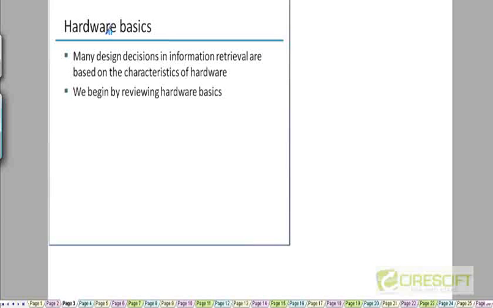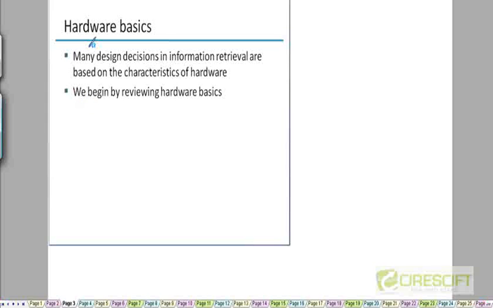Before we look at how index construction takes place under a limited amount of main memory, we need to understand a little bit of hardware basics. I assume that you've done a course in basic computer architecture or operating systems. So we'll use some concepts from there, but they won't be very hard concepts. I'm just going to briefly review the material that we'll be using for this chapter.